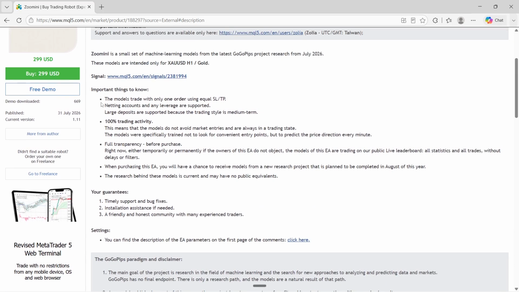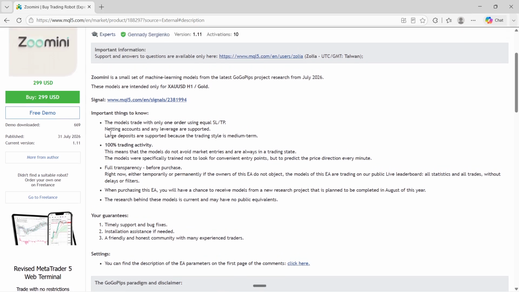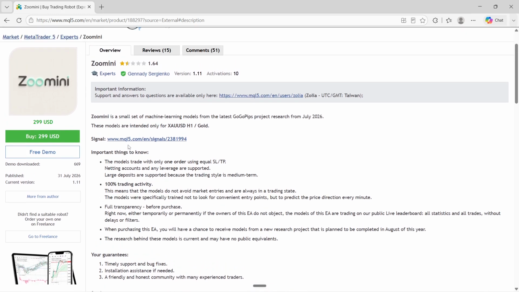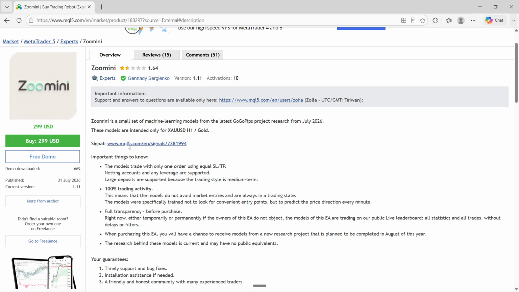Honestly, the features that matter most are the single order rule, equal risk reward on every trade, and the public live statistics for ongoing evaluation. The machine learning research background is the main selling point, but it also means results can change as new models are released or as market regimes shift.